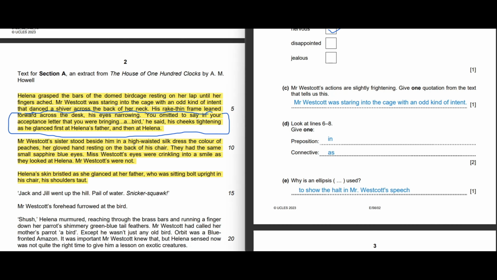Well, this is again an open question. The answer may vary. You can also say to show that Mr. Westcott dislike the parrot. That's also fine. And or Mr. Westcott hesitated while speaking. Alright, let's move on to question number 2.